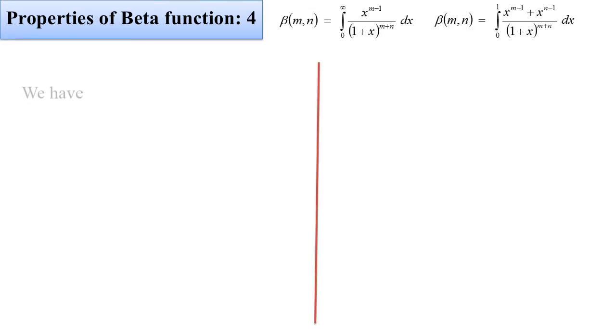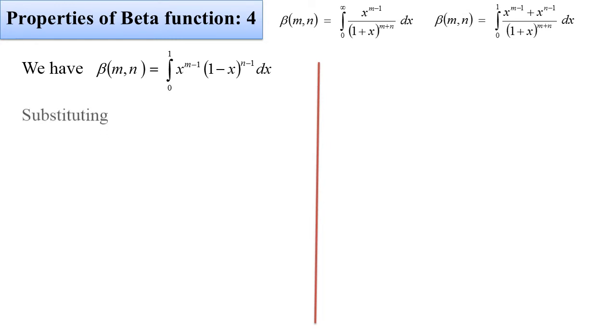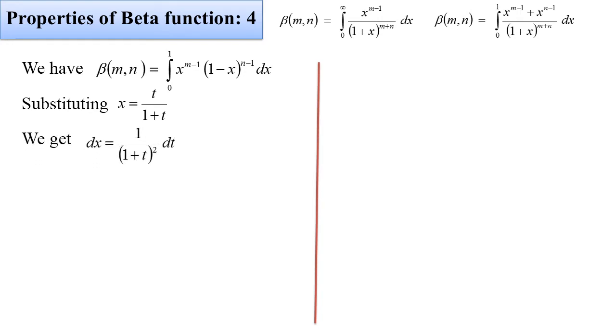Next, here we have the property 4: β(m,n) equals the integral from 0 to infinity of x^(m-1) over (1+x)^(m+n). So again we start with the definition of the beta function. Now we substitute here x equals t upon 1+t. What we get, dx equals 1 upon (1+t) whole square dt. Now the limit: t equals 0 at x equals 0, and t tends to infinity as x tends to 1.